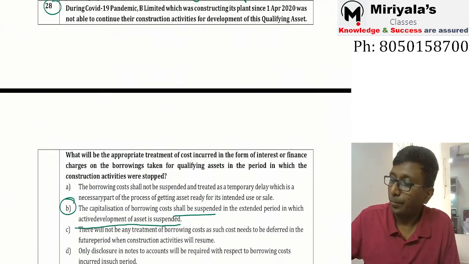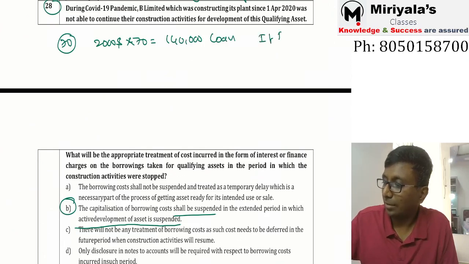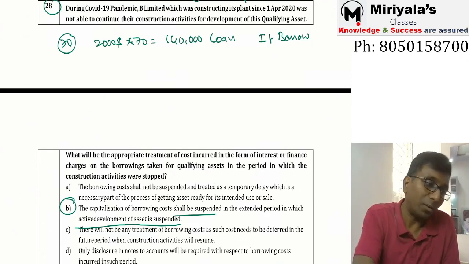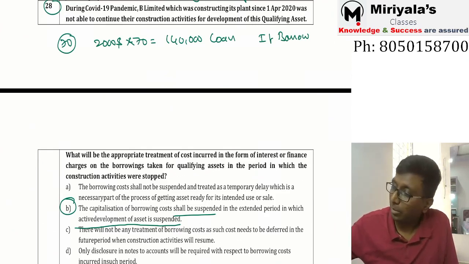So 70 was correct. That is equal to $2,000. $2,000 into 70 is equal to 1,40,000 rupees, which is the loan. If I had borrowed in India, 1,40,000 into 8% only, I would have paid 11,200. That would have been my borrowing cost.